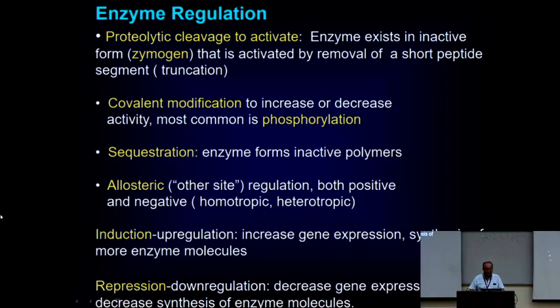So I really want you to compartmentalize each of these ways. Don't mix them up. Covalent modification is one way, allosteric is another way. Don't mix them up. You want to make sure you know what they mean. We'll cover some examples also with allosteric regulation.